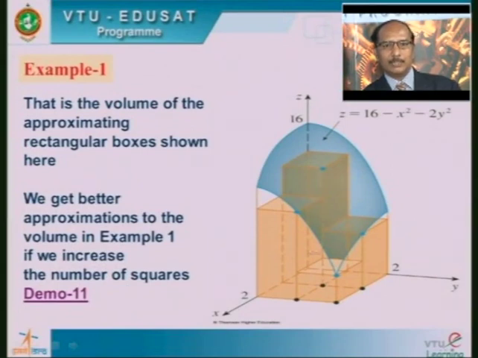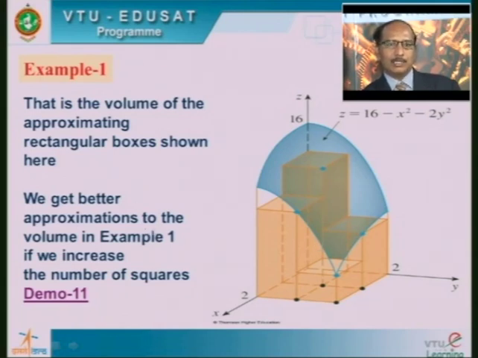You can see this in the picture. This is our plotted surface, 16 minus x square minus 2y square. That is the surface equation. Below that you can see the 4 rectangles I have considered, 4 rectangular columns. I am adding the volume of all the 4 rectangles. That gives the volume approximation, that is the solid below the surface.